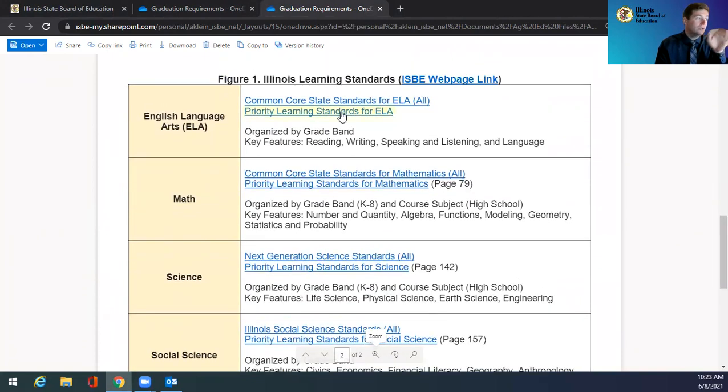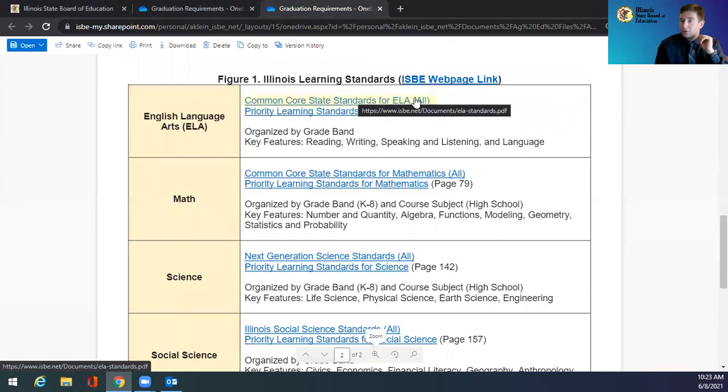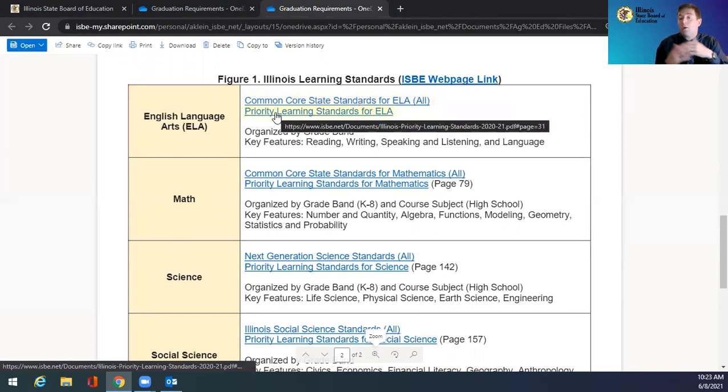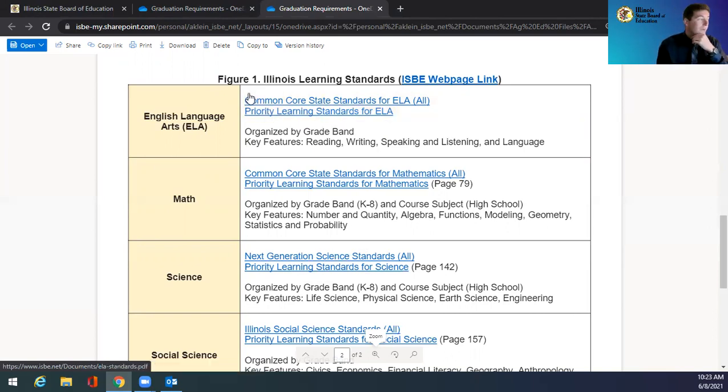Now you'll see there are 2 links provided for each of these. The first link is going to be to the entire set of state standards for that particular content area. And the second link is going to be for the priority learning standards, which were established as a part of the response to the COVID-19 pandemic over the course of the previous year. Also, you'll notice that some key information is provided here for each. It'll tell you how they're organized and some key components.